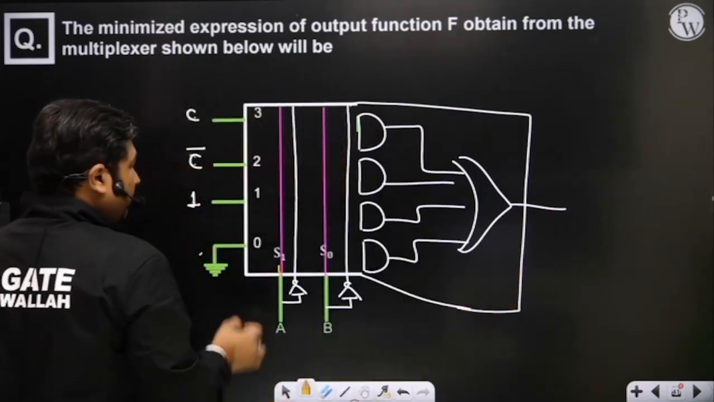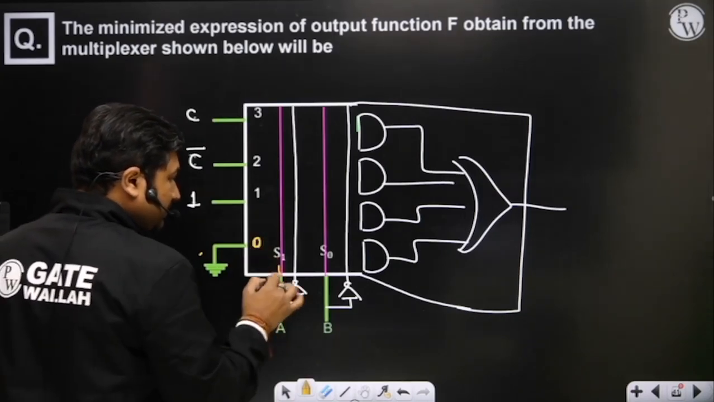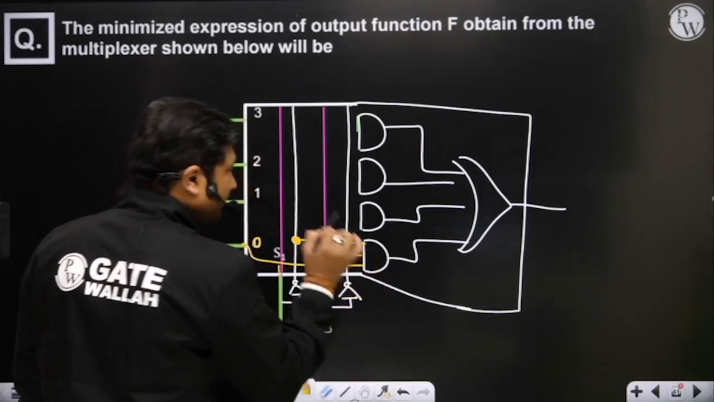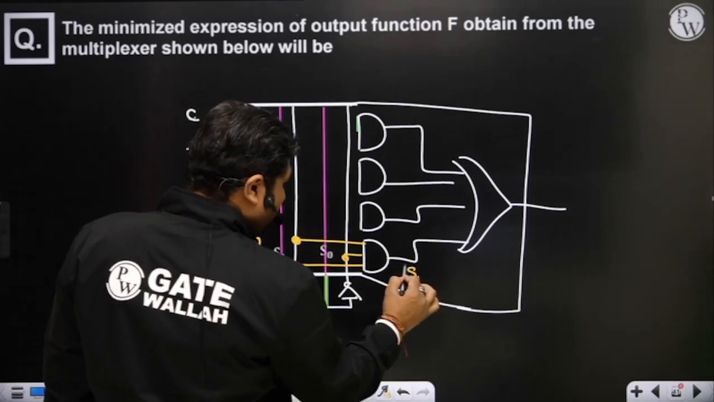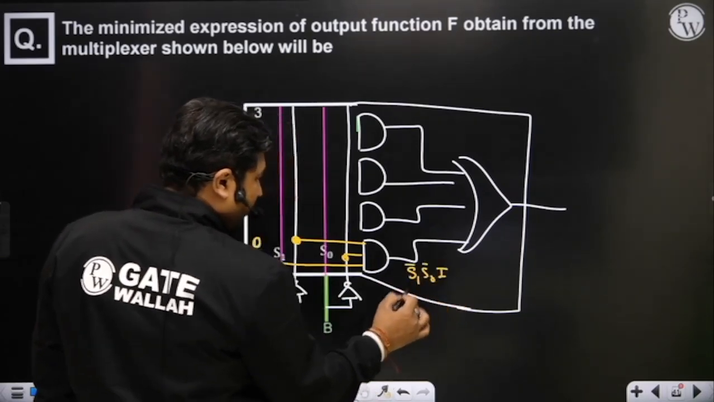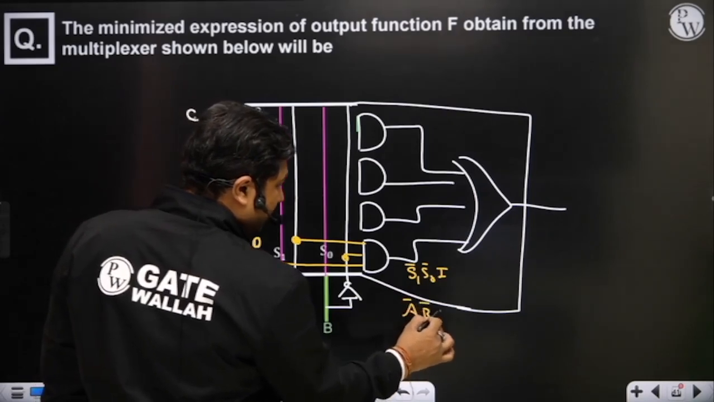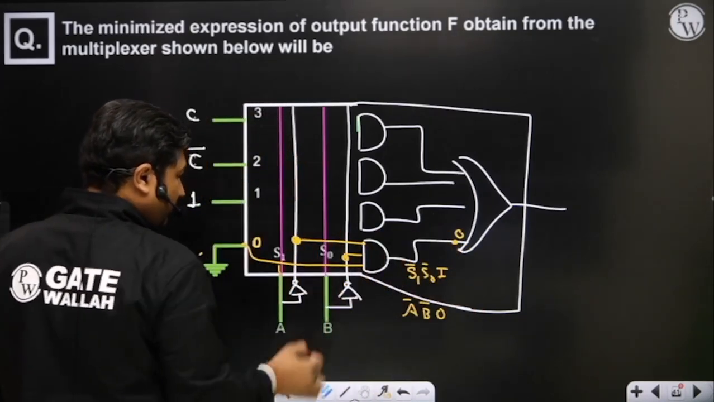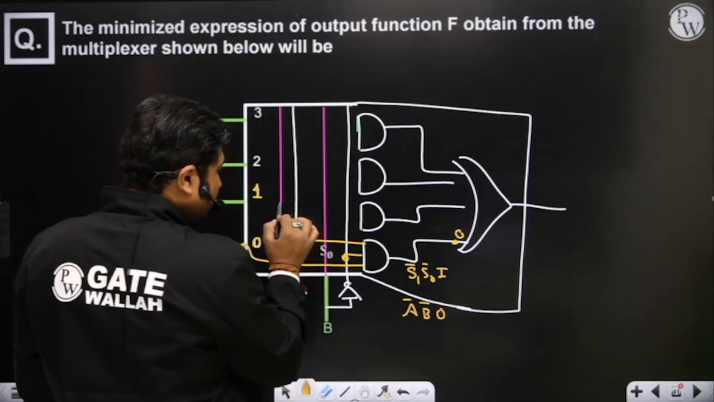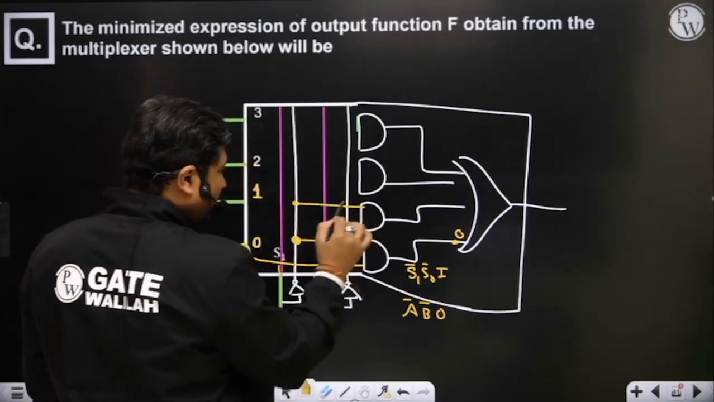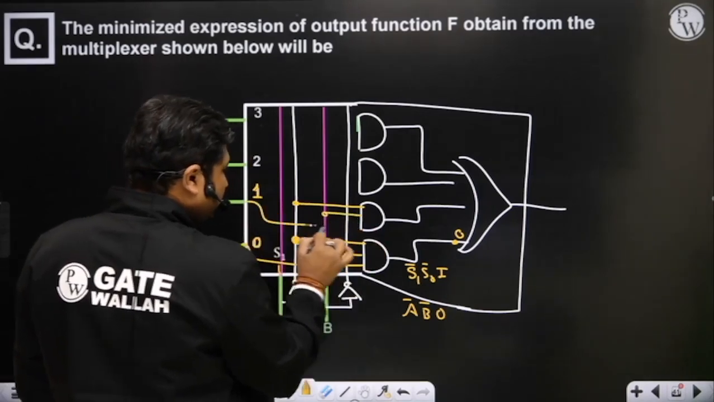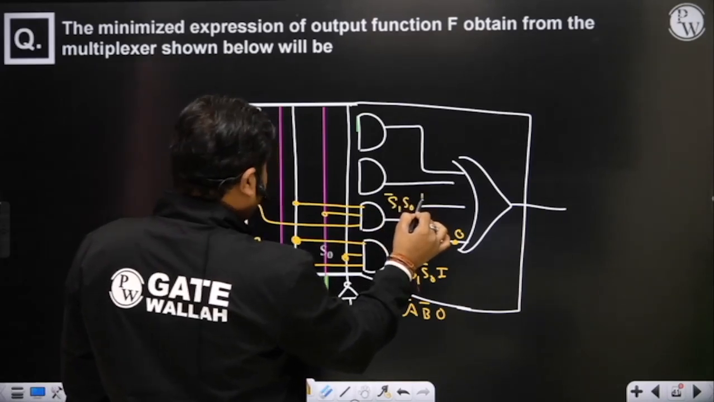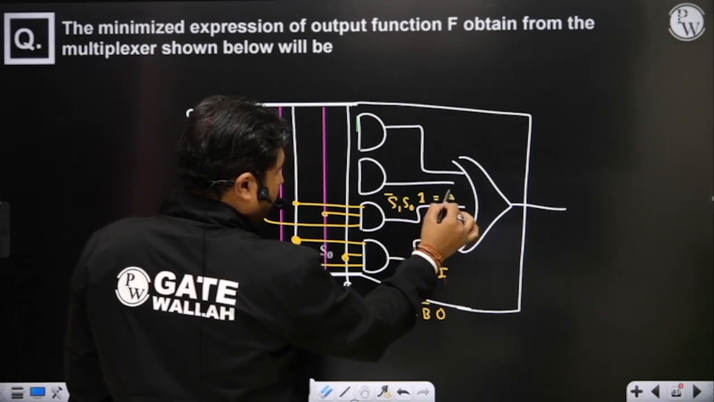Now please observe, when I represent the I0 pin here, it means S0 bar and S1 bar, and this pin is connected here. So what is the available data here? S1 complement, S0 complement, I. S1 complement is A complement, S0 complement is B complement, and I is 0. So we are getting the input here as 0. Now please observe this one. One means this is S0 complement, S1 complement, S0, and this one. So we are getting S1, S1 complement, S0 into 1. So if you observe here, we are getting A bar B.